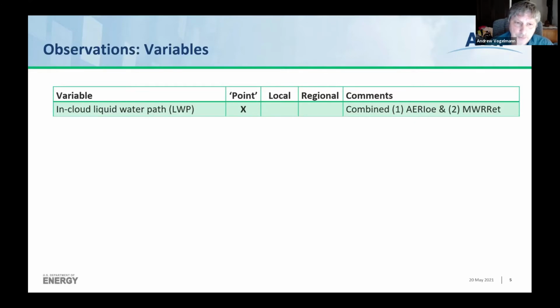This is a point measurement because it uses both the ARRI and the microwave radiometer, which can only see directly overhead. For those who are in the know about the instrumentation, the default instrument is the ARRI-OE because it has the highest quality, particularly at low liquid water paths. If the ARRI-OE is absent, we use the MWR RET field, which has greater uncertainties for values less than 50 grams per meter squared. Above those, the two values should converge.